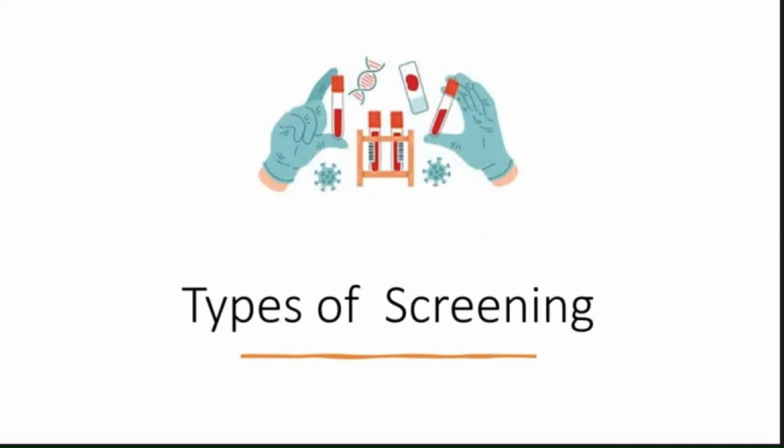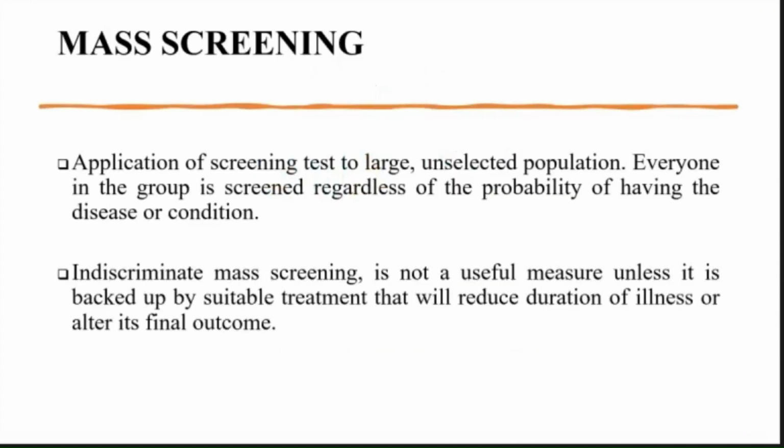Now coming to the various types of screening. So first is the mass screening. As the name implies, mass screening means we are applying a screening test to a large unselected population, regardless of the probability of having the disease or condition. For example, we have to do some screening in a village. So we will select the whole population of the village.